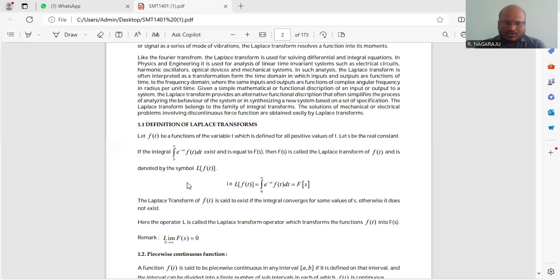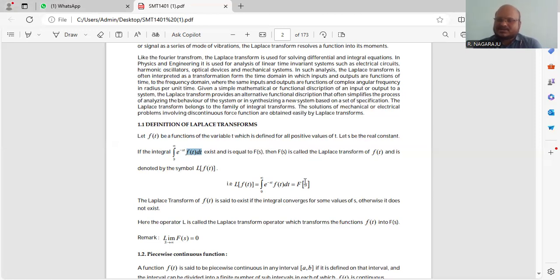The Laplace transformation of f of t is said to exist if the integral converges for some value of s, otherwise it does not exist. We take it that f of t will be an existing function. Here the operator capital L is called the Laplace transformation operator, which transforms the function f of t into f of s, where the limit as s tends to infinity of f of s is equal to 0. So here is the Laplace transformation definition.